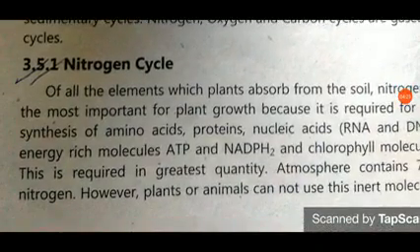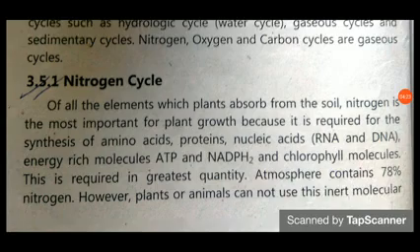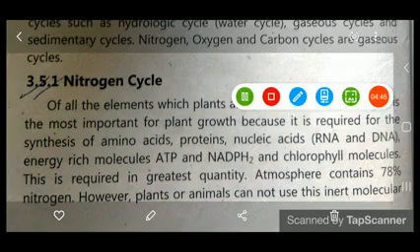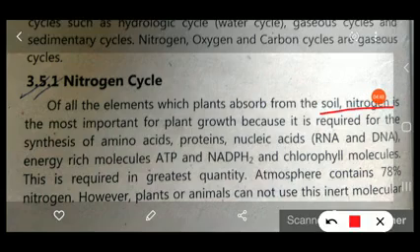All of the elements which plants absorb from the soil, nitrogen is the most important for plant growth. The plant takes all the elements required for its metabolic processes. Therefore they absorb these nutrient elements from the soil, out of which nitrogen is the most important for plant growth.